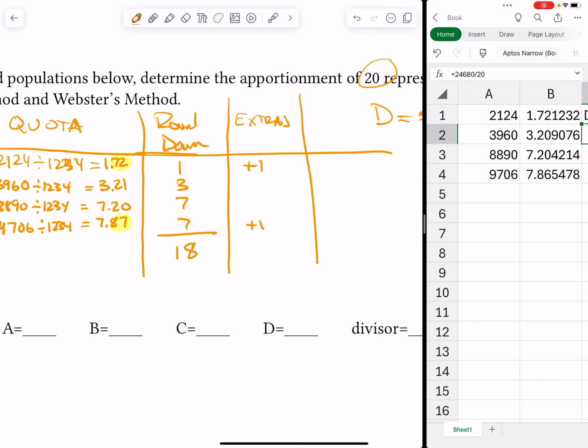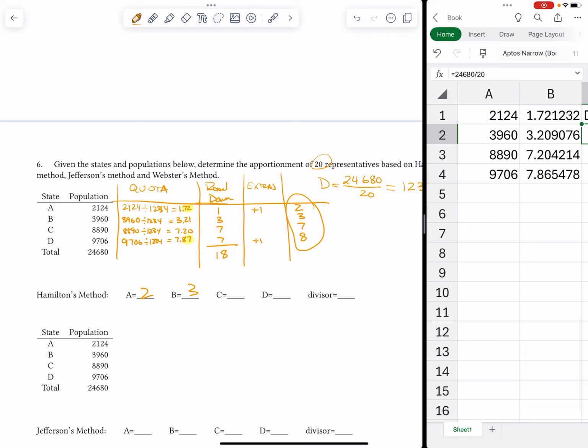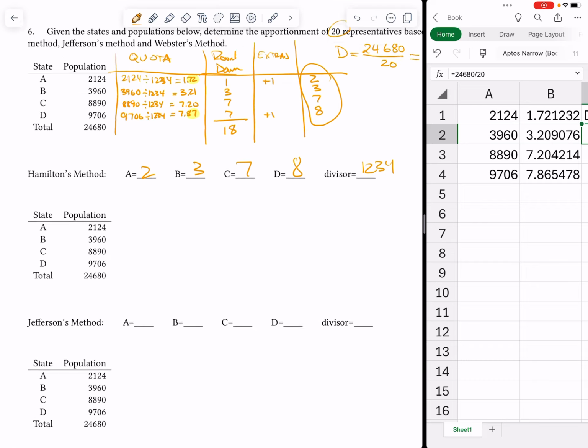And then the final apportionment will be 2, 3, 7, and 8. That's my answer. Oh, I have blanks here. 2, 3, 7, 8. 1234. Okay, so that's the easy one. And now we're going to do the hard ones.